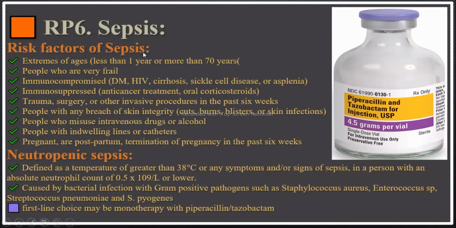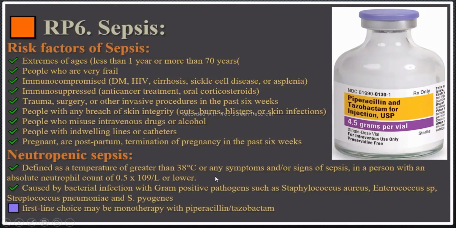Risk factors: extremes of age, the patient is very young or very old, people who are very frail, immunocompromised, immunosuppressed, trauma. All these patients get sepsis very easily. Also people with any breach of skin, people who misuse intravenous drugs or alcohol, people with indwelling catheters, pregnant, postpartum. Also neutropenic sepsis, which occurs in immunosuppressed patients taking chemotherapy.